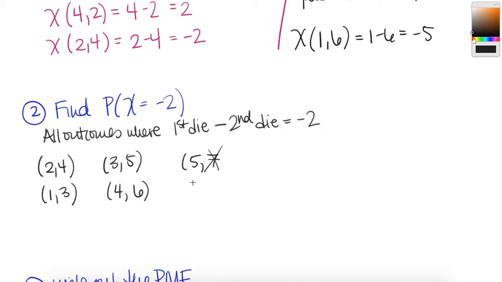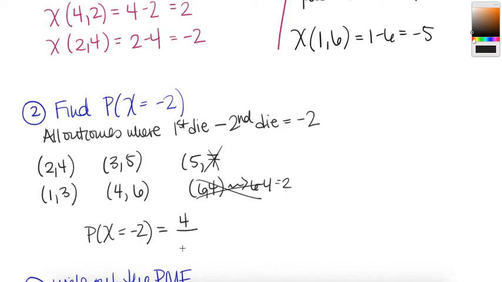Okay, and if we flip the order around, say 6 and then 4, well, that would give us a positive 2 instead of a negative 2, and that's not what we want. Okay, so probability that x is equal to negative 2, there's 4 outcomes that give us that value. 4 out of, we never talked about what the size of the sample space is. Size of the sample space, we're rolling 2 dice. Each one has 6 possibilities, 36 possible outcomes. So 4 out of 36.